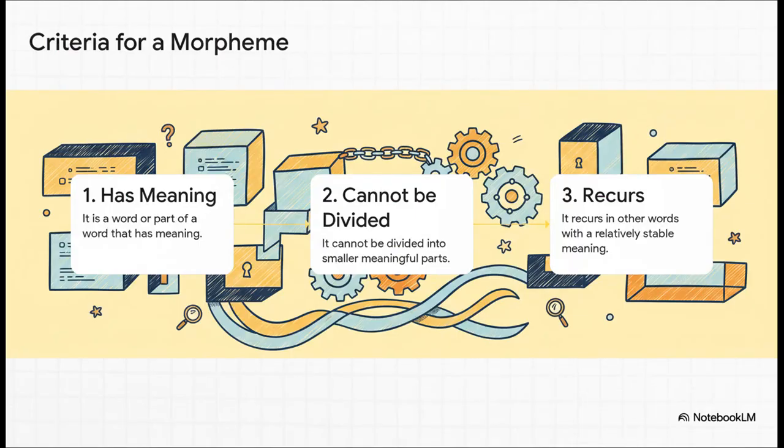So how do you spot a morpheme out in the wild? Well, there are 3 simple checks you can do. First, it has to actually mean something. Second, you can't divide it into even smaller, meaningful parts. And third, it has to show up consistently in other words with that same stable meaning.